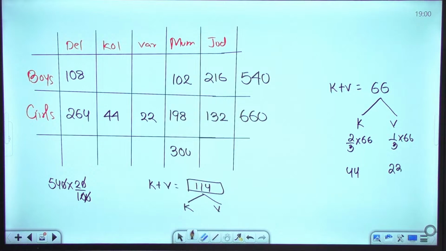102 students visit Varanasi. 102 students of what, bacha? Which one are you talking about, bacha?